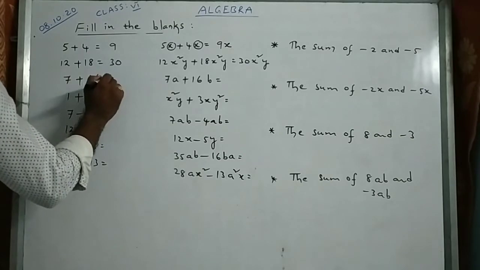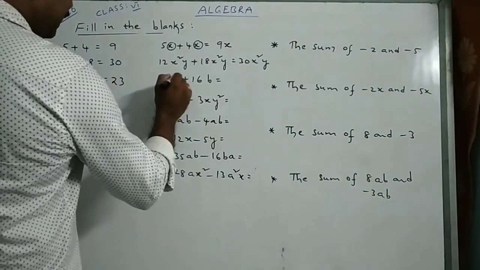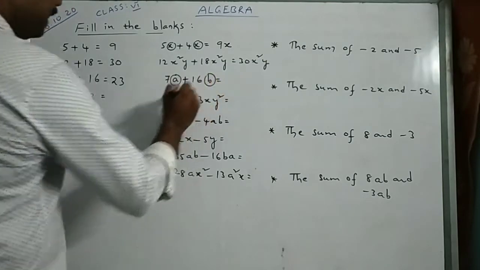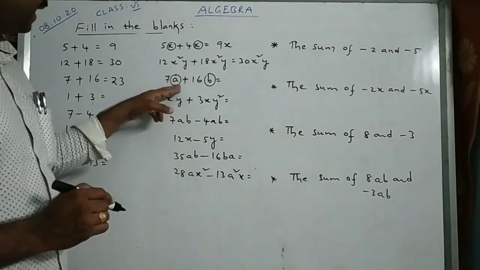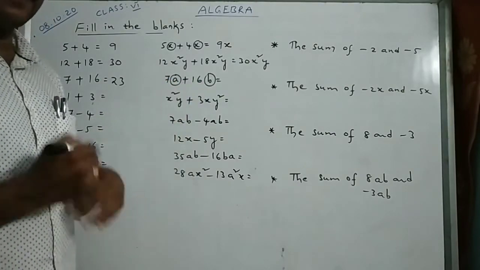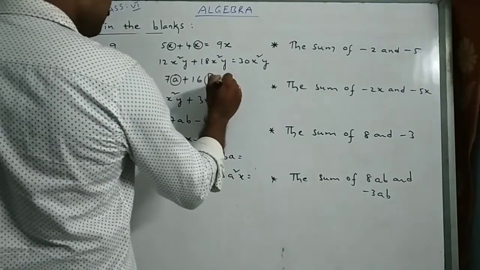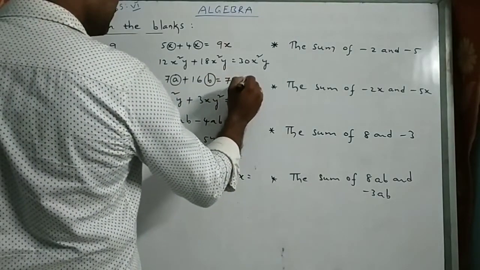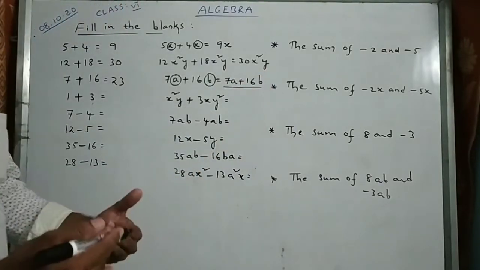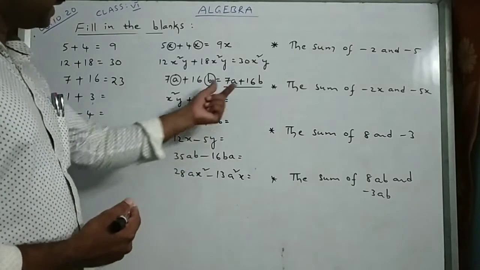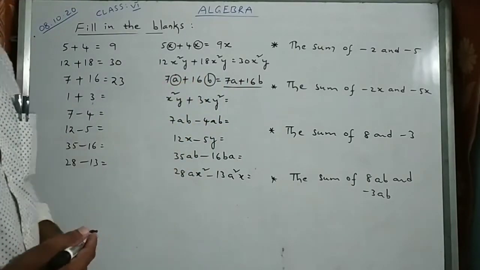7 plus 16, how much? 23. Here, this is A and this is B. Are they like terms? No. 7A plus 16B. A different sound is coming. So they are unlike terms, so it cannot be simplified. So write as it is. This is the simplified form. You cannot simplify further. That is the final answer: 7a plus 16b. Okay.